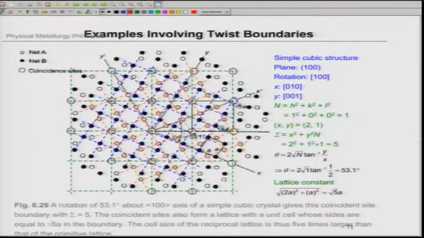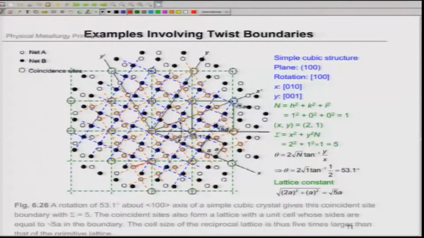These sites also form a lattice with a unit cell whose sides are equal to root 5a. The cell size of this lattice is 5 times larger than the primitive lattice. Let us see here: net A is the small white dots and net B is the small black dots. Now net B is rotated with respect to net A by 53.1 degrees, therefore some of the points come into coincidence with each other, and this gives you these big white blobs where the coincidence has happened.